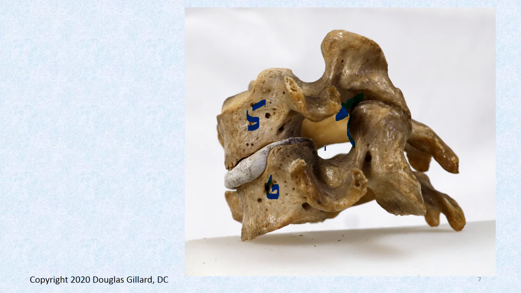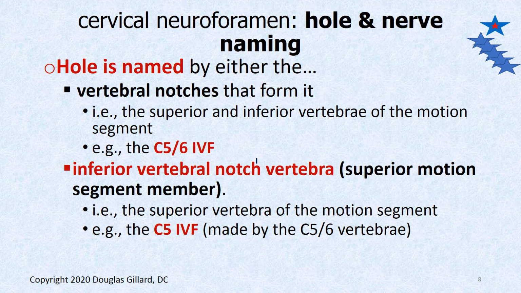Another way you could name it, and the way most medical doctors or spine or pain management doctors, injection specialists, would name it, is just C5 IVF or C5 neuroforamen. It's exactly the same naming system as the disc, because you could call this the C5/6 intervertebral disc or just the C5 disc.